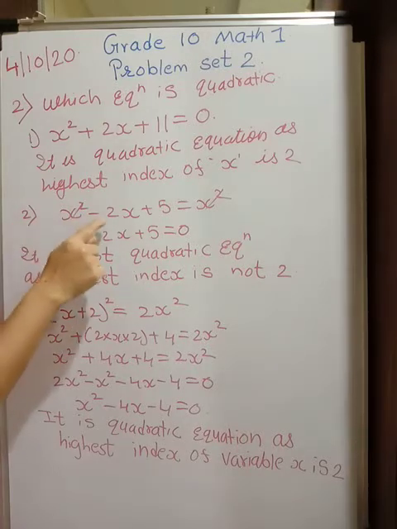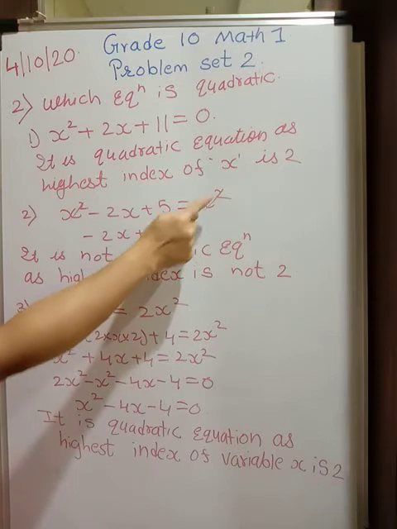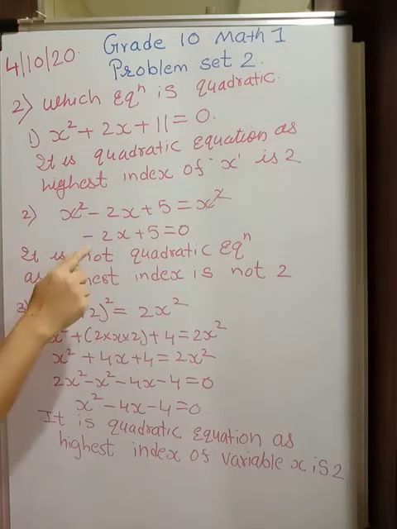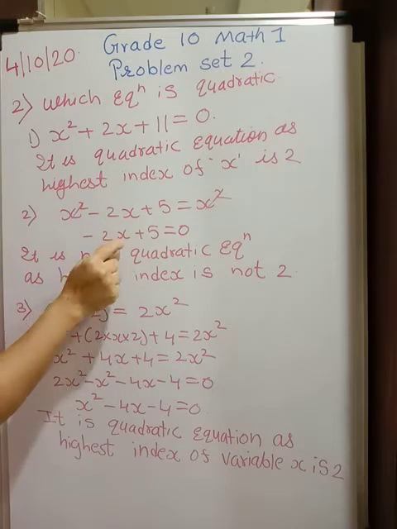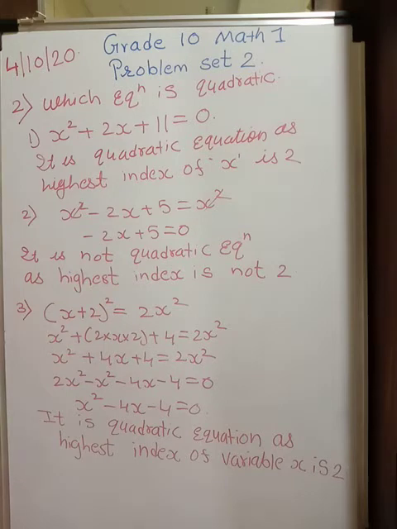Look at this, x square minus 2x plus 5 is equal to x square. X square gets cancelled and you have minus 2x plus 5 is equal to 0. Now here, even though x is the only variable, the index of x is 1. It is not 2 and therefore this cannot be a quadratic equation.